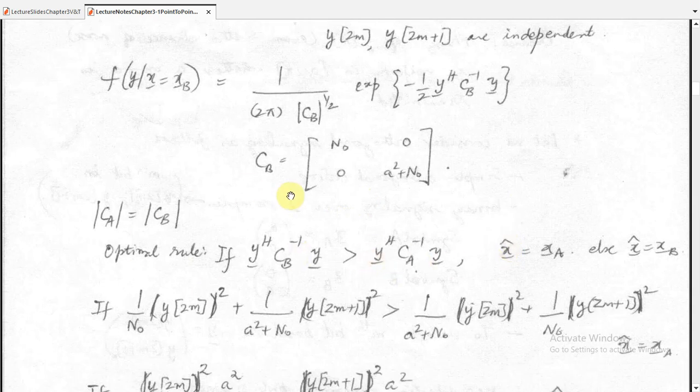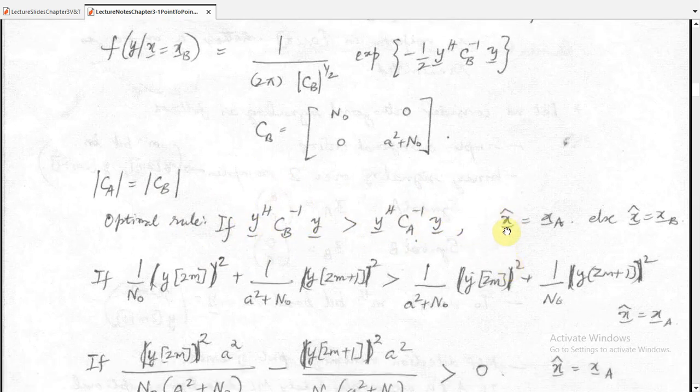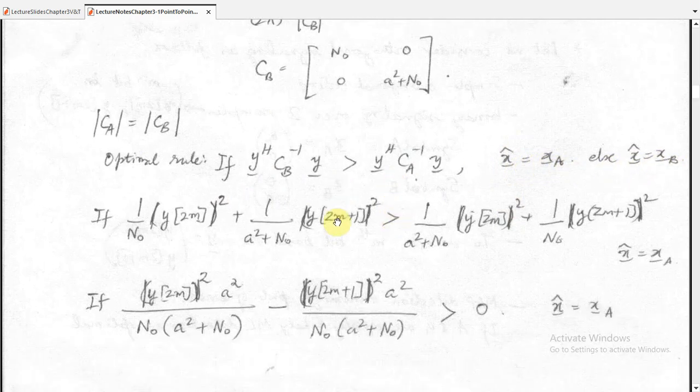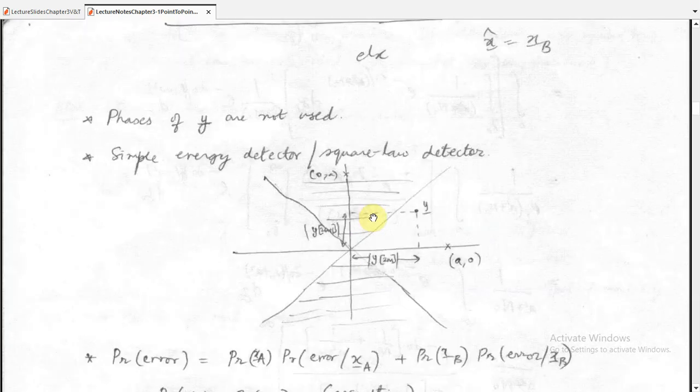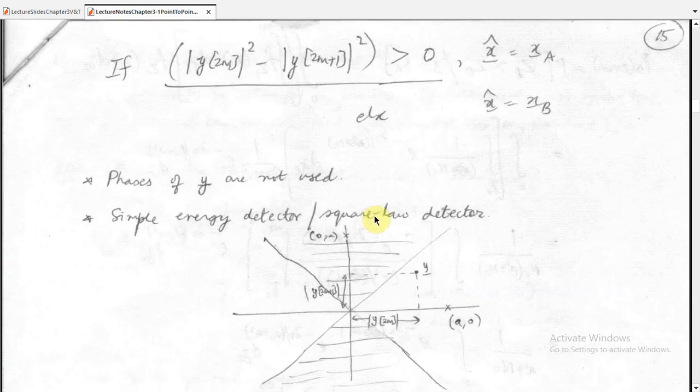If we put these values in the optimum rule of the ML detector, if this value is greater than this value, then X estimate is equal to XA, else X estimate would be equal to XB. If we put all these values of CB and CA in this equation, we will get this equation. If we further simplify this, we will get this rule, which is basically: if y2m square minus y2m plus 1 square is greater than 0, we have X estimate equal to XA, otherwise X estimate is equal to XB.